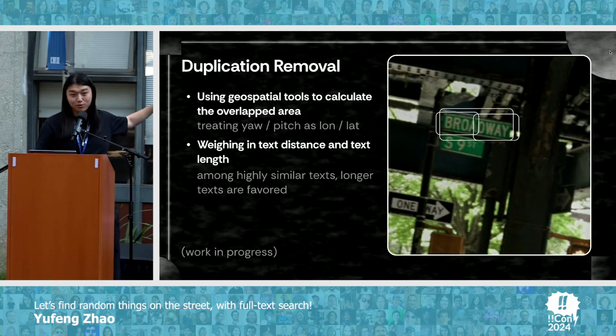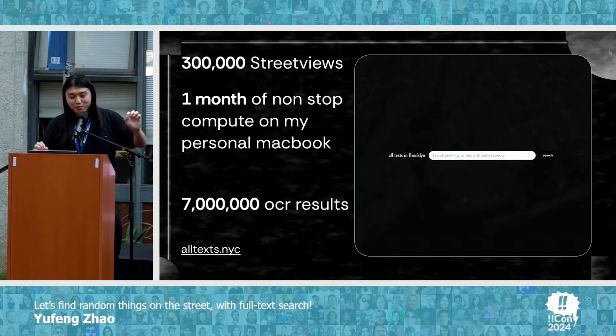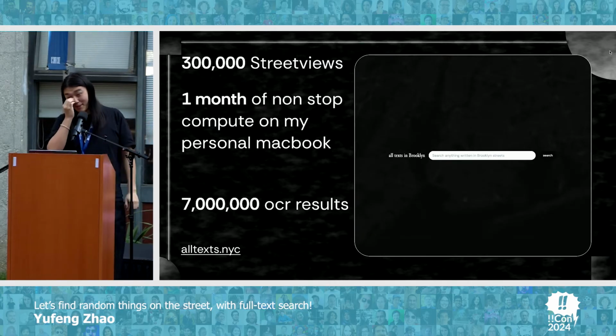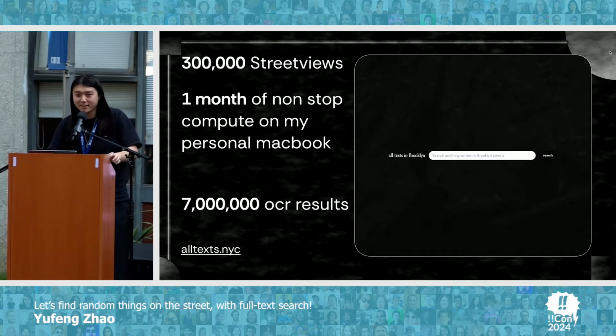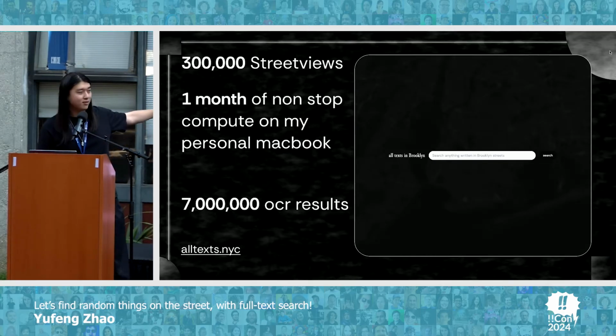But this is still in progress, so you will see a lot of duplications on the actual website. With 300,000 street views, a month of nonstop compute on my personal MacBook, because the OCR engine I chose for this task is the Mac built-in OCR, which is really good for how fast it is and how accessible it is if you have a Mac, I ended up with 7 million OCR results, and all of them are on alltext.nyc.